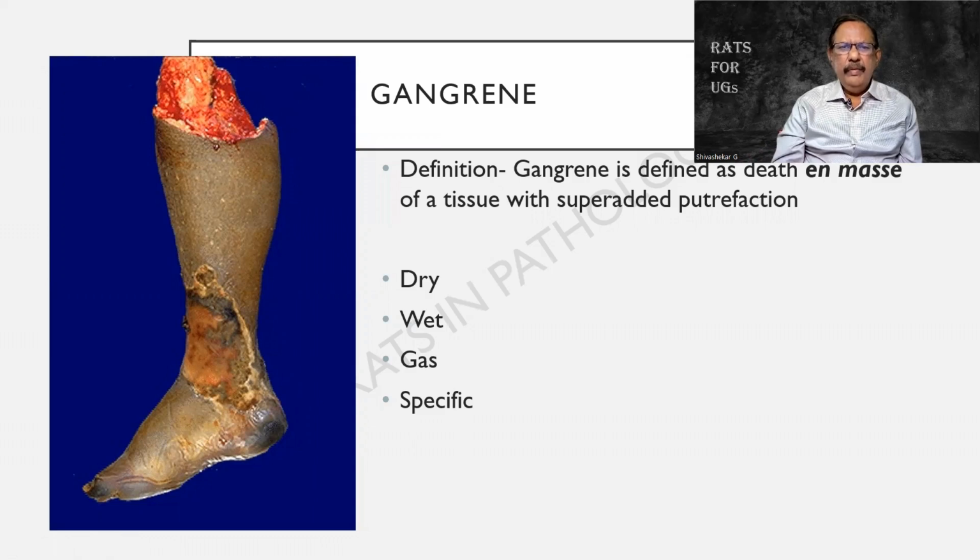The gangrene itself can be divided into dry gangrene and wet gangrene. These are the two basic things. The other things, don't confuse them with these. Fundamentals will be dry and wet. Now, what am I seeing in this picture? There is an amputation.